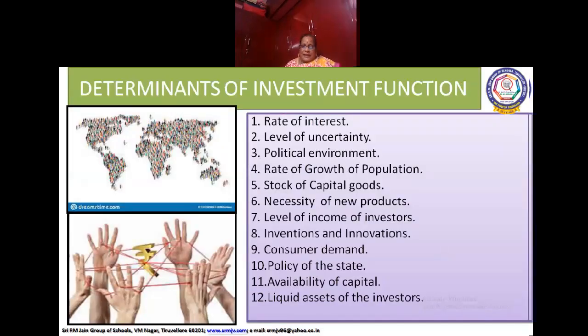What are the determinants, the factors which are influencing the investment function? They are 12 in number. Number one, rate of interest. Number two, level of uncertainty. Number three, political environment. Number four, rate of growth of population. Number five, stock of capital goods. Number six, necessity of new products. Number seven, level of income of investors. Number eight, inventions and innovation. Number nine, consumer demand. Number 10, policy of the state. Number 11, availability of capital. Number 12, liquidity assets of the investors.